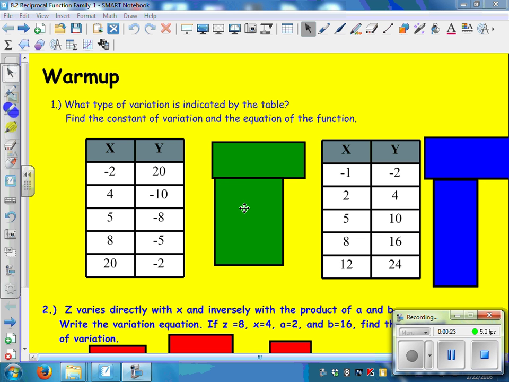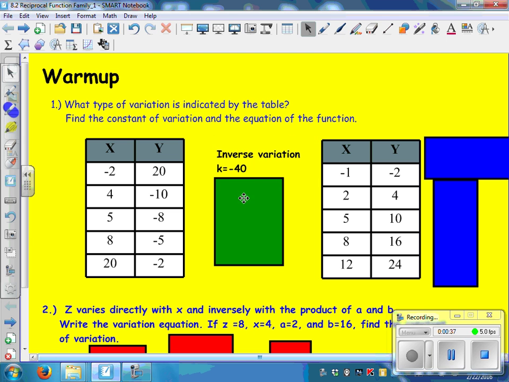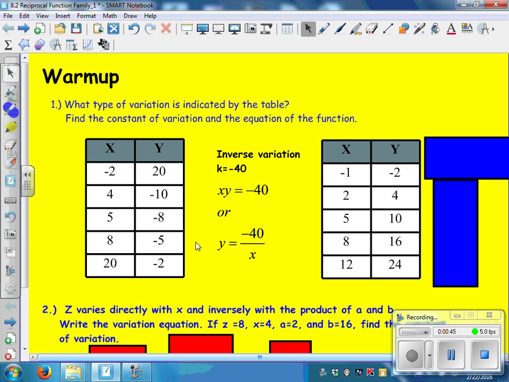Number 1, what type of variation is indicated by the table? Find the constant of variation and the equation of the function. If you check both the product and the division of these, here's what you find. You have an inverse variation relationship. The product of x and y in every single case is negative 40. So the equation is x times y equals negative 40, or y equals negative 40 over x.